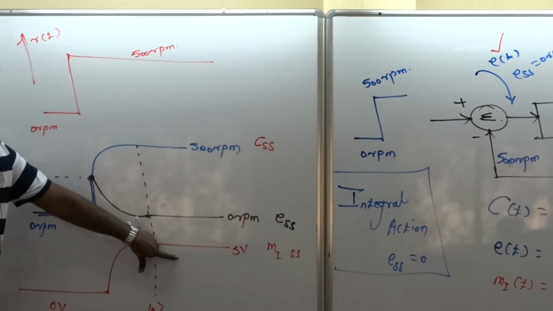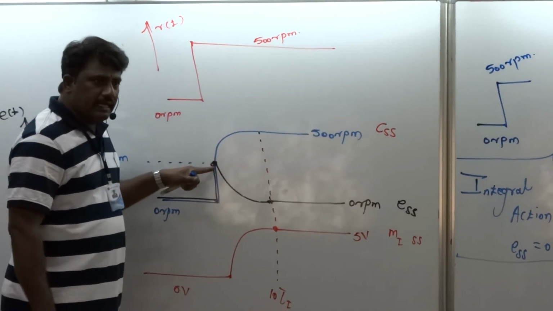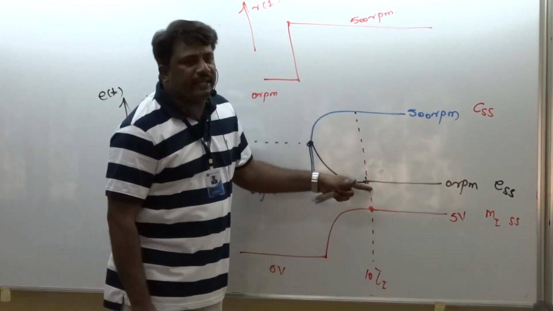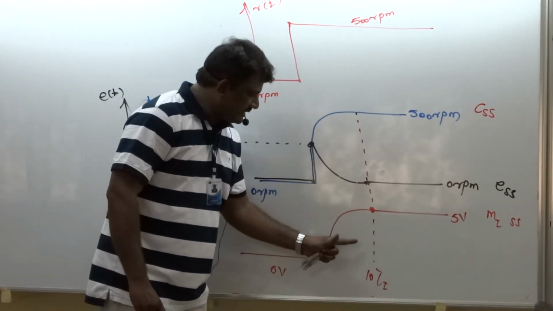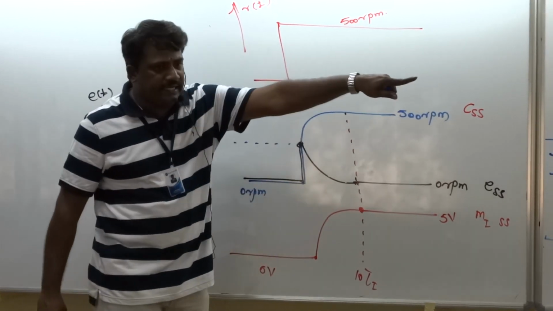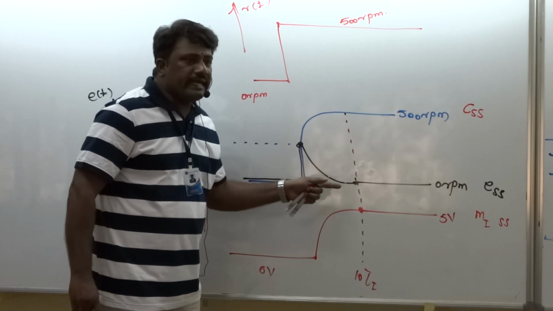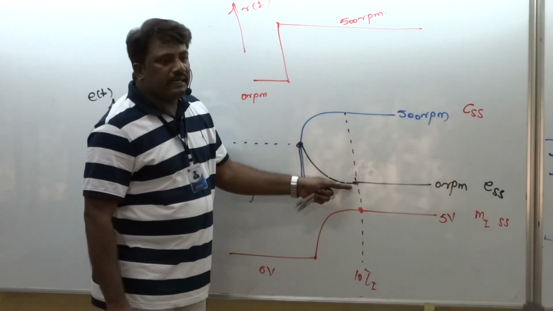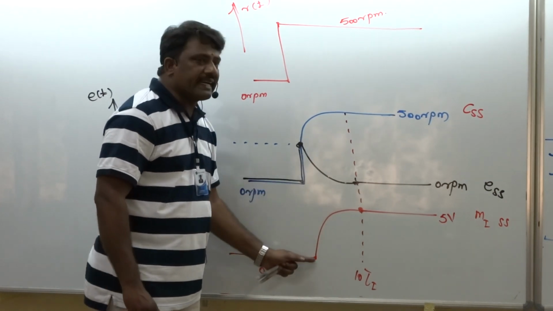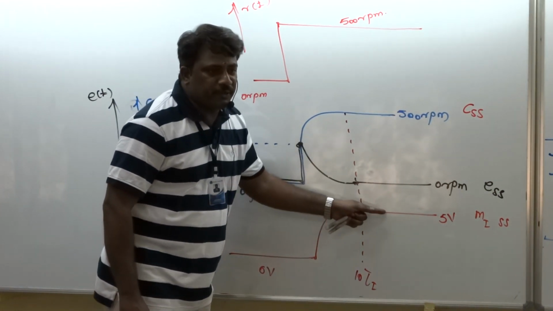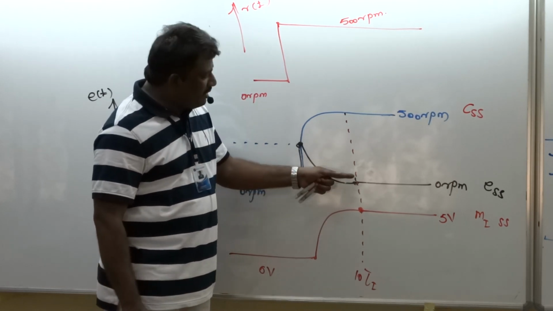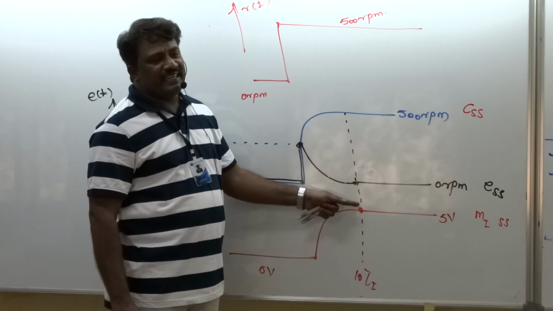Always sensing error signal. As the error signal keeps on decreasing, only because of integral control action, as the integral control action keeps on increasing its output, giving extra input signal to the DC motor, that decreases your error till error becomes 0. Till error becomes 0, the integrator keeps on adjusting its output. The moment the integrator output becomes 5, error goes to 0. The moment error goes to 0, the integrator stops.